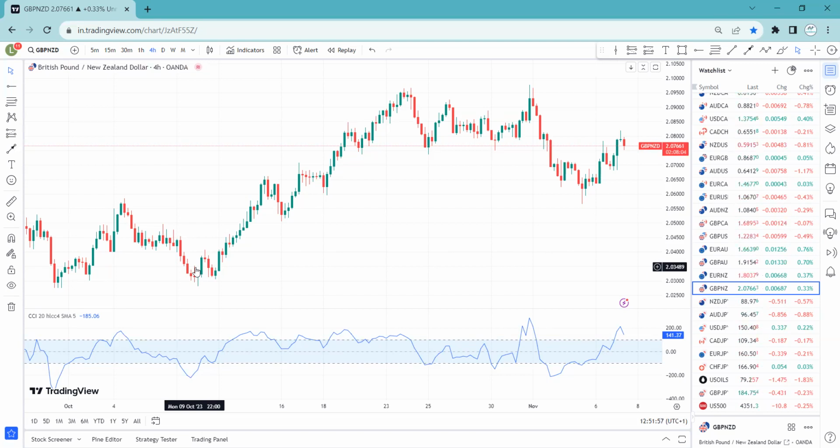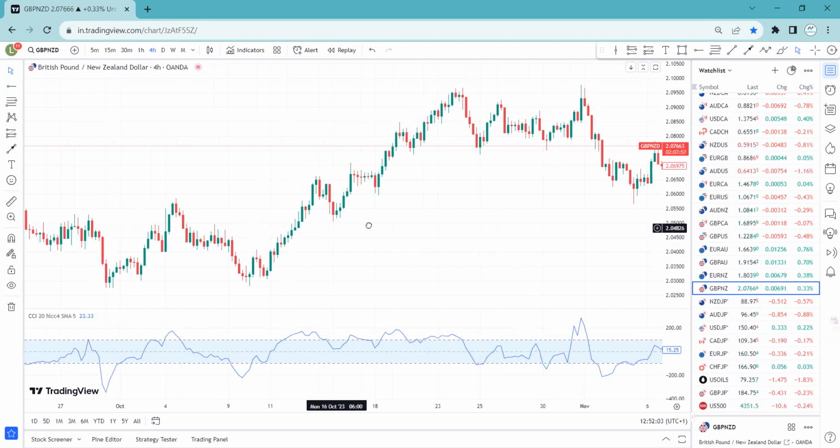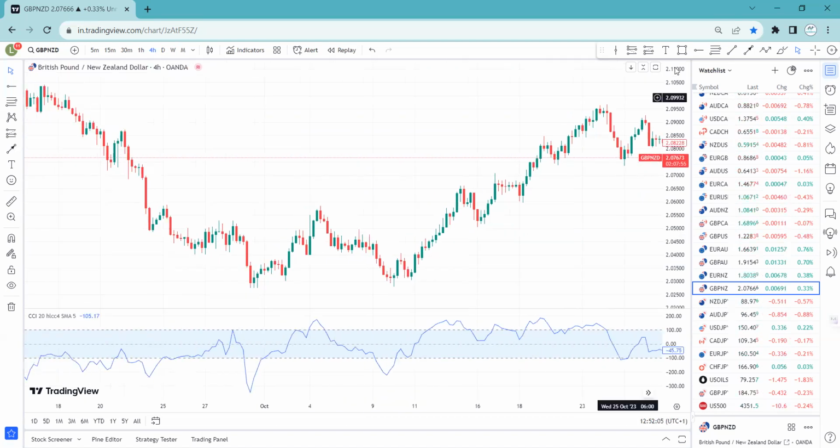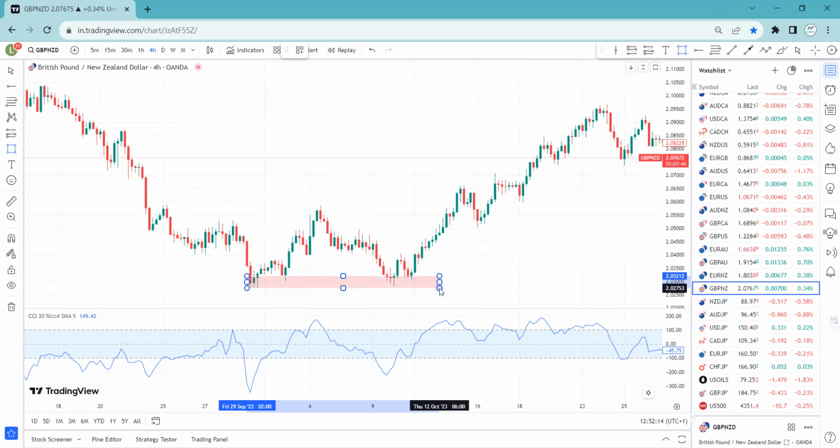Okay, so let's quickly continue now. I'm going to be showing you something. I'm not making analysis for you now, but I just want to show you. If you notice carefully, this particular zone here was a support area.